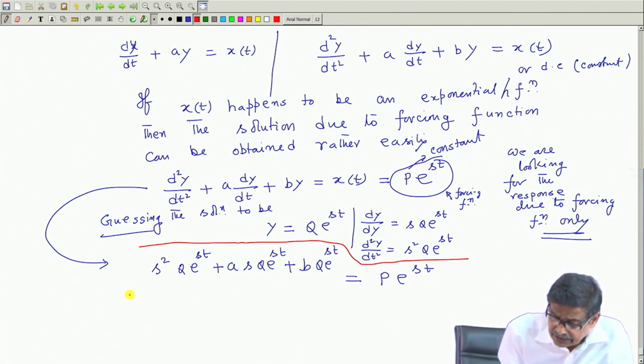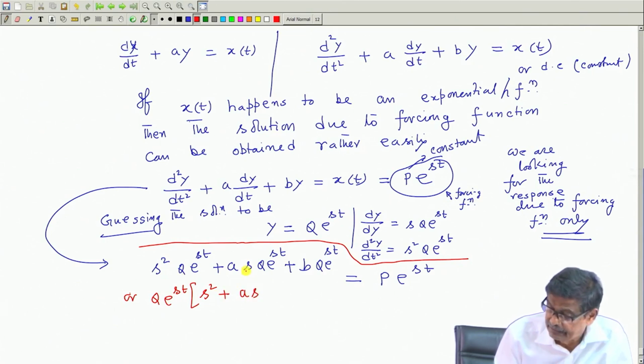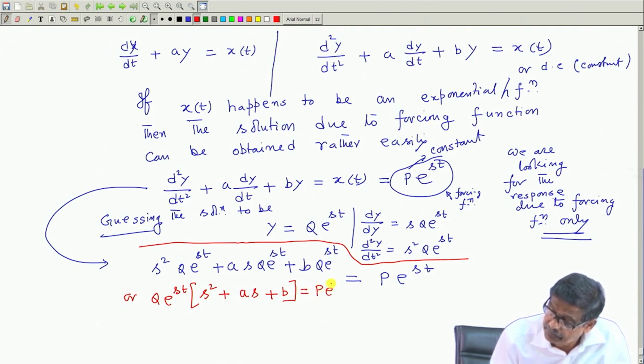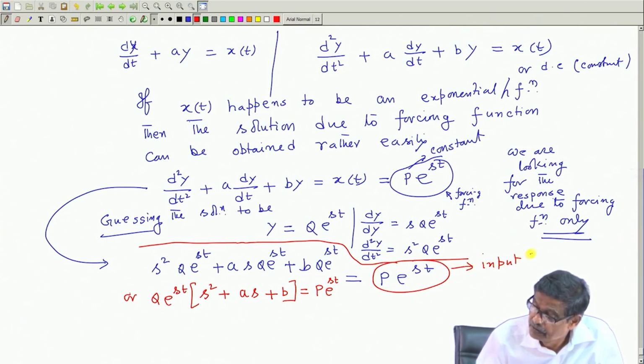Now, on the left hand side, what I will do is take q into e to the power s t, which is common to all the terms, and inside I will get s square plus a s plus b, and the right hand side is p e to the power s t. This is the input forcing function.